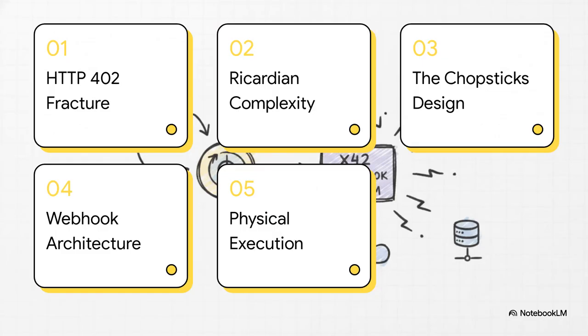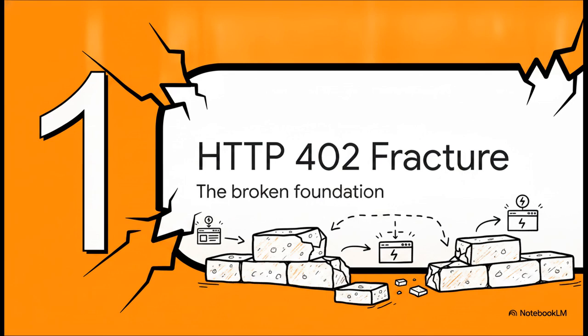Okay, here's our roadmap for today's explainer. We're going to hit the HTTP 402 fracture, look at the Ricarian complexity trap, check out the chopsticks design, map out the X42 webhook architecture, and wrap up with some real-world physical execution. Let's get to it. Kicking things off with Section 1, the HTTP 402 fracture.